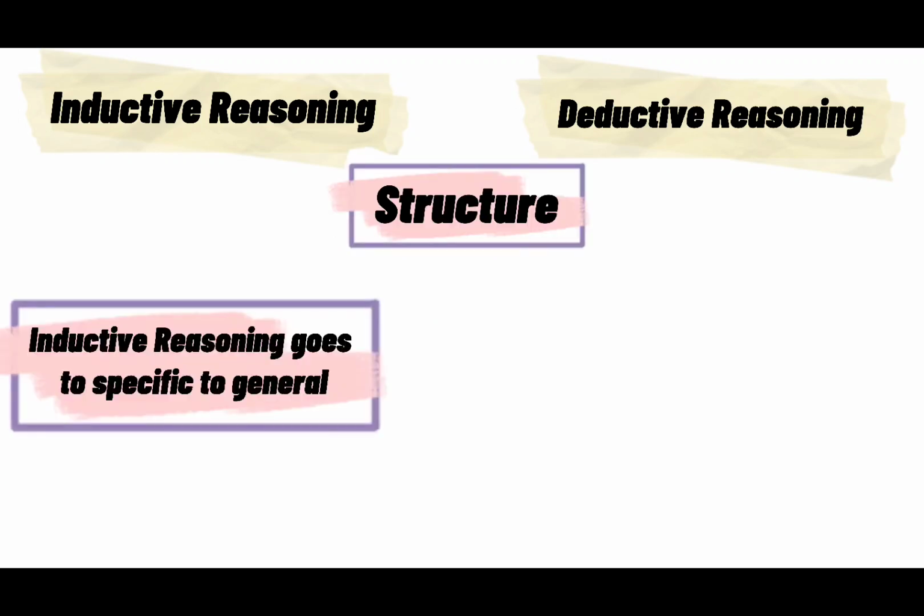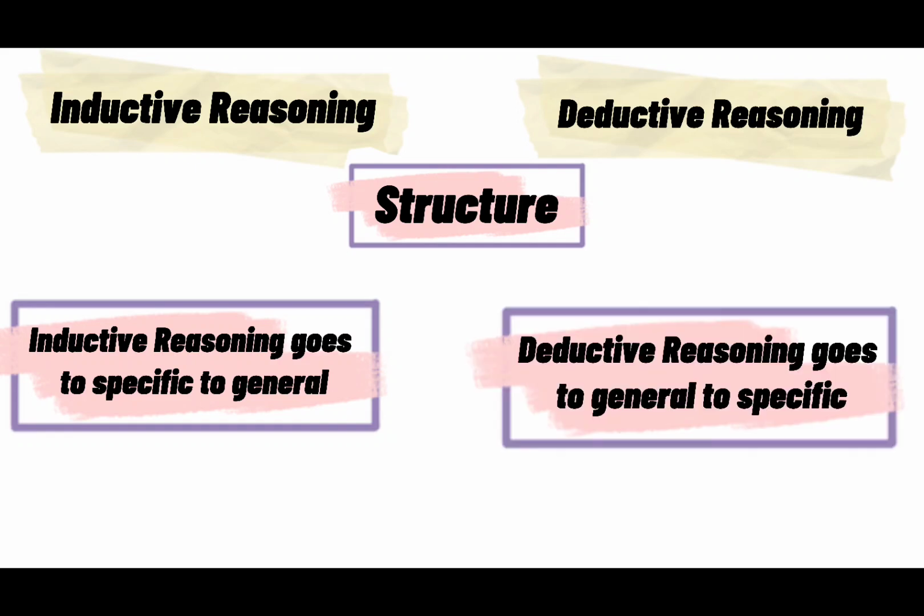Structure. Inductive reasoning goes from specific to general. Deductive reasoning goes from general to specific. Example.